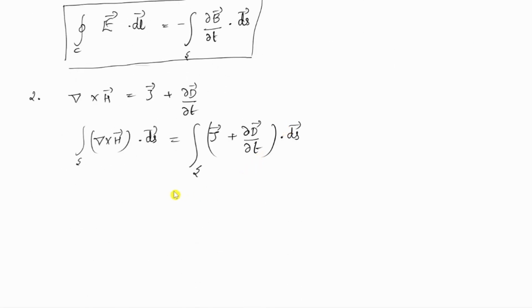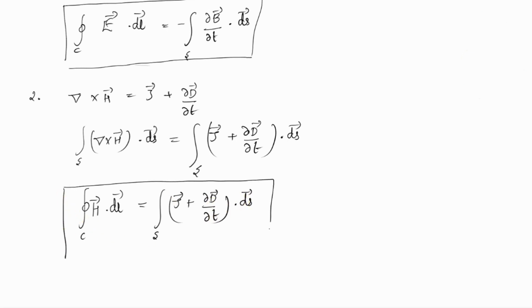What is Stokes theorem? We can change the surface integral into a line integral, and we can remove the curl, so it becomes H dot dl. The right hand side we can write as it is, the surface integral of J plus dou D by dou T dot ds. So this becomes the second law of Maxwell's equation.